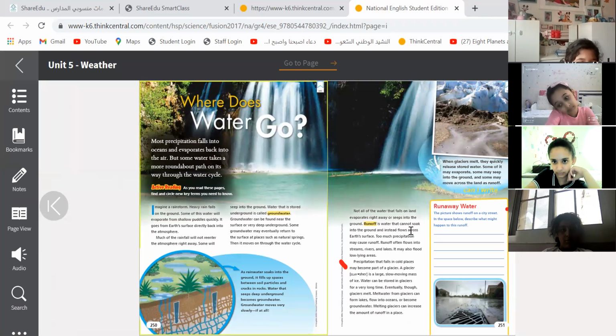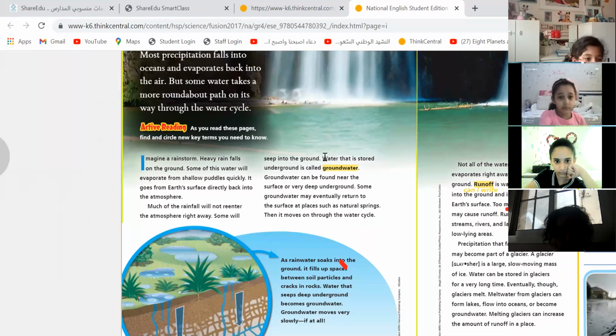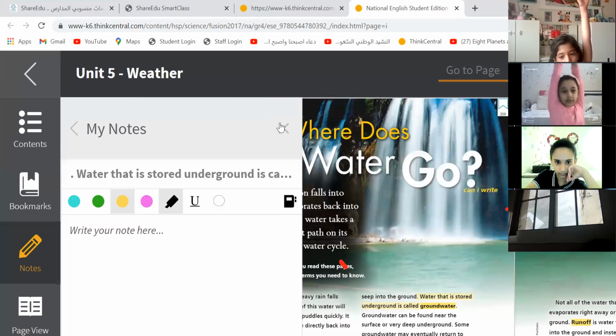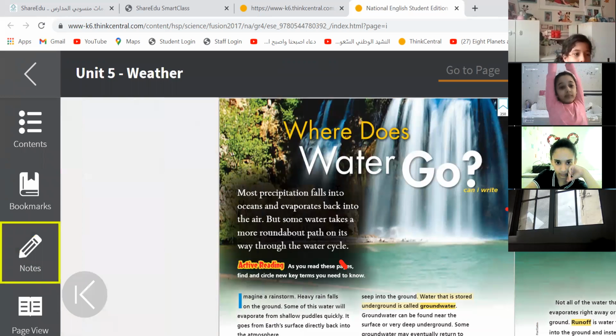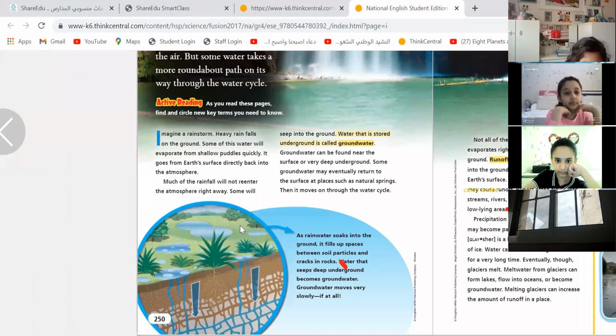Now, where does the water go when precipitation happens? When we have rain, snow, or hail, where will all the water go? It will go to the groundwater, the lakes, the ocean. Now, what is the groundwater? It is the water that's stored down under the ground. Excellent. So all the water goes down under the ground.